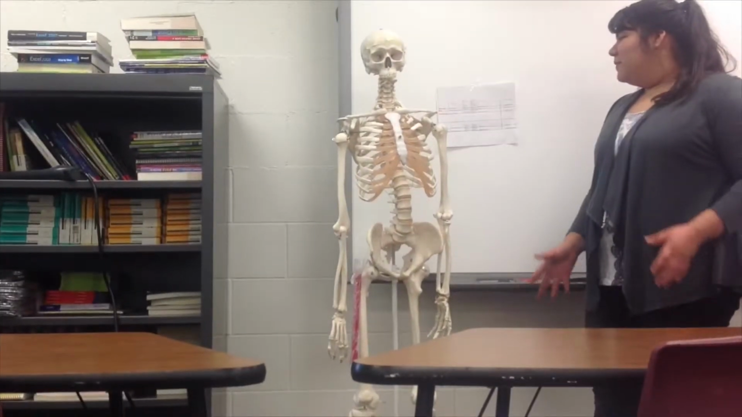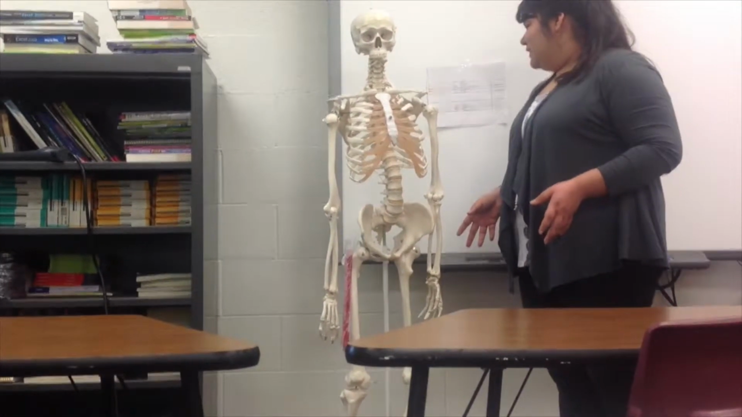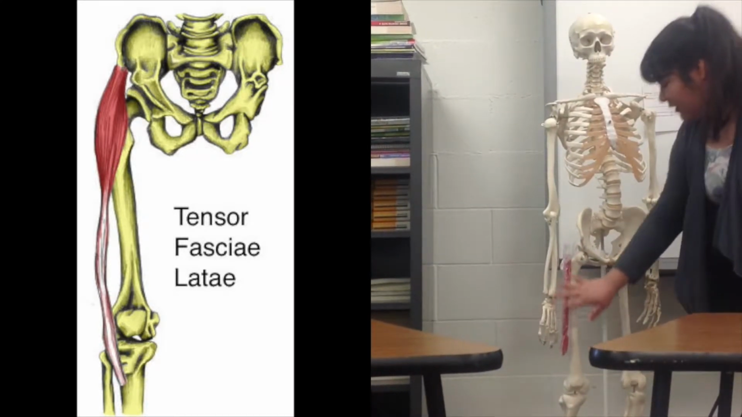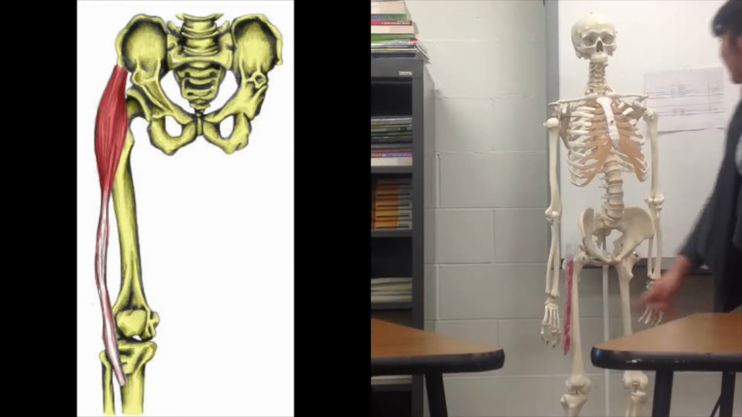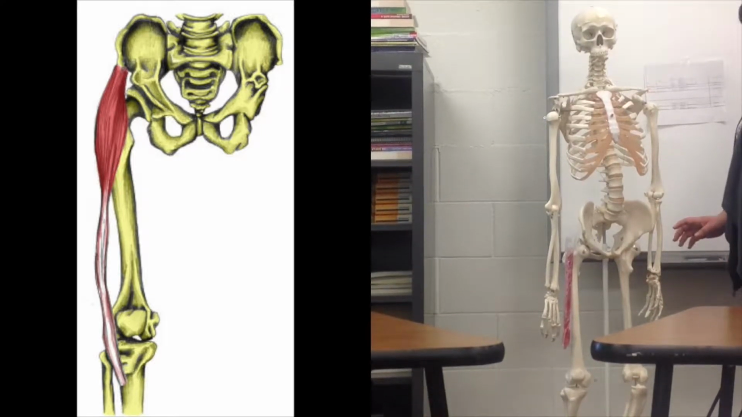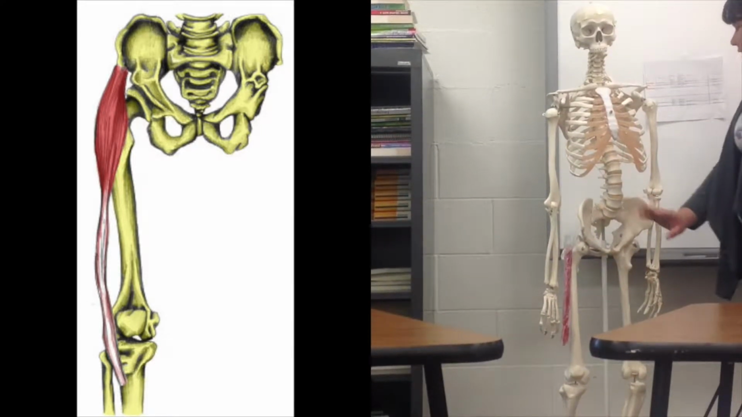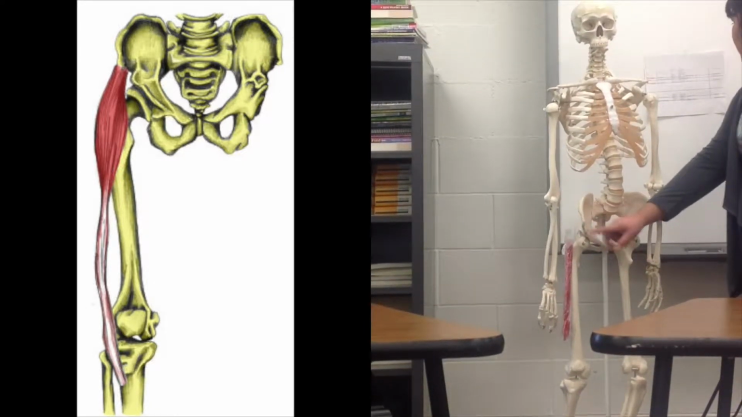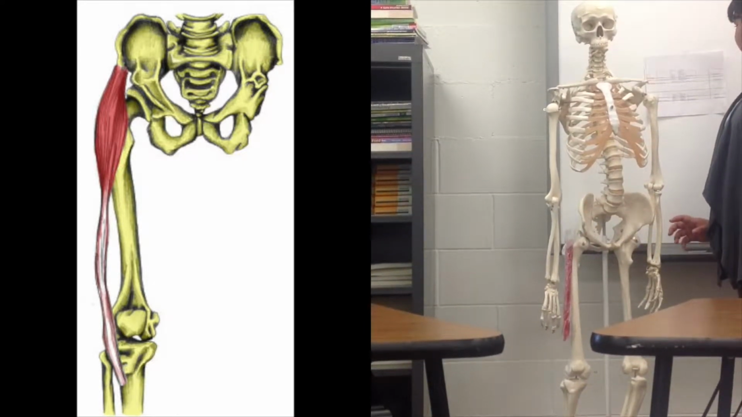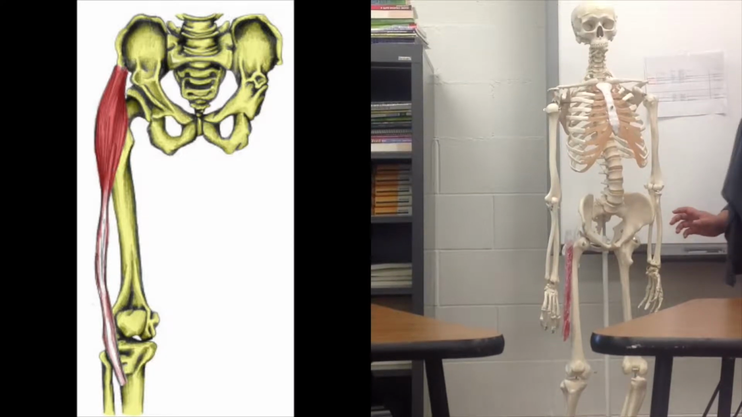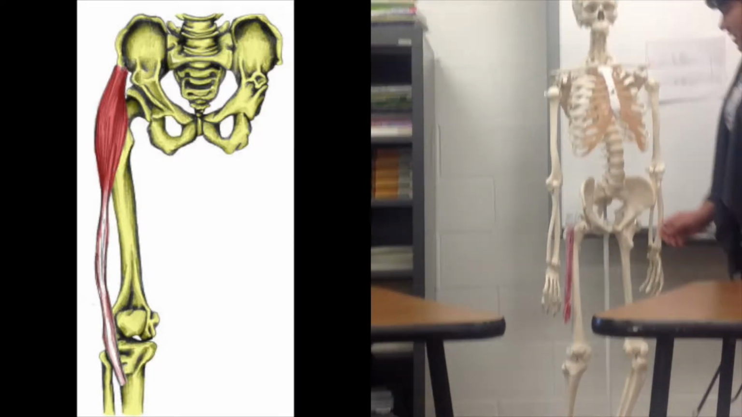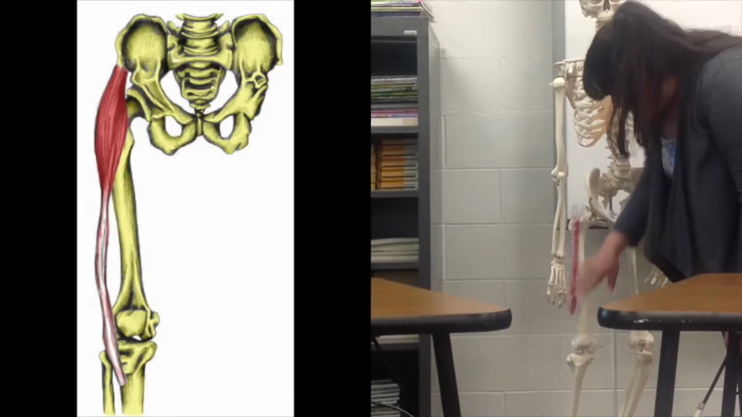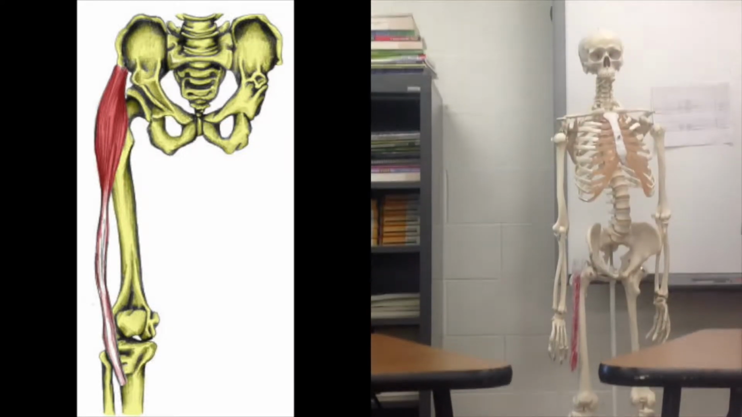Okay. Now I'm going to present to you the tensor fasciae latae, which is this muscle located on the other side of the femur. And its origin is on the anterior iliac crest, so right there in that part. For its insertion, it's on the iliotibial tract, which is right in the area around there.